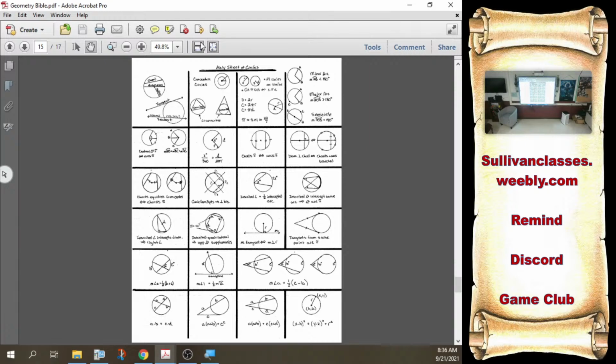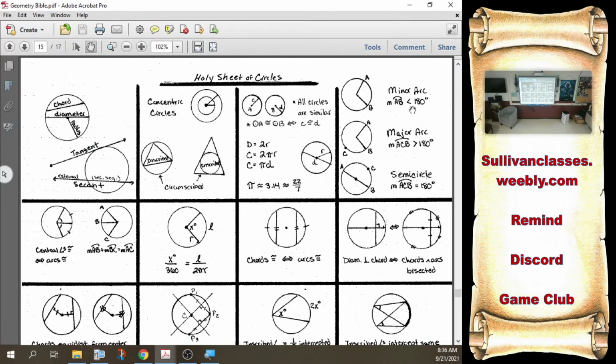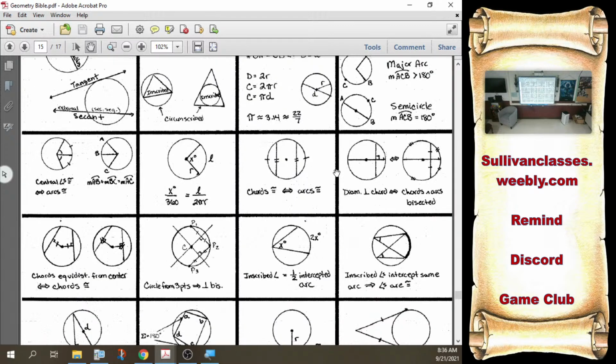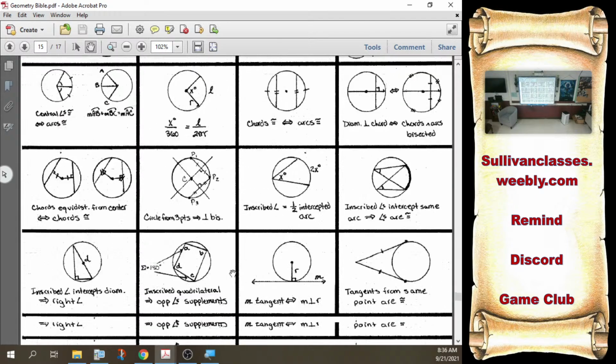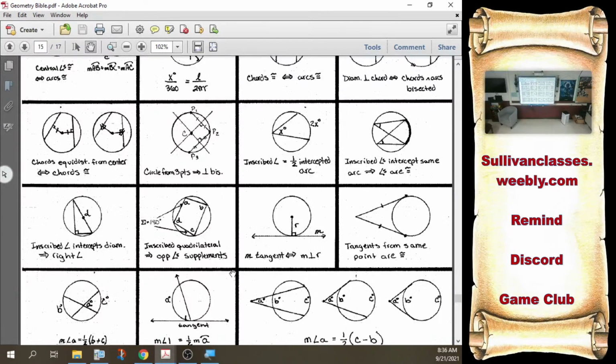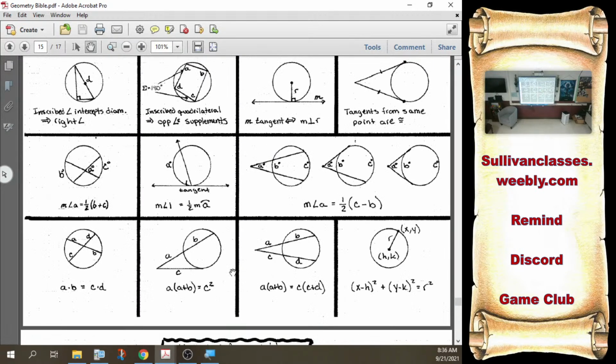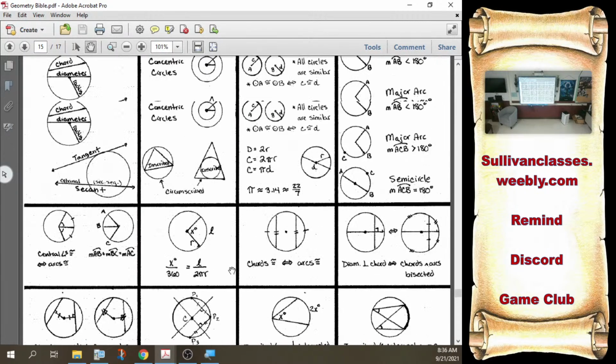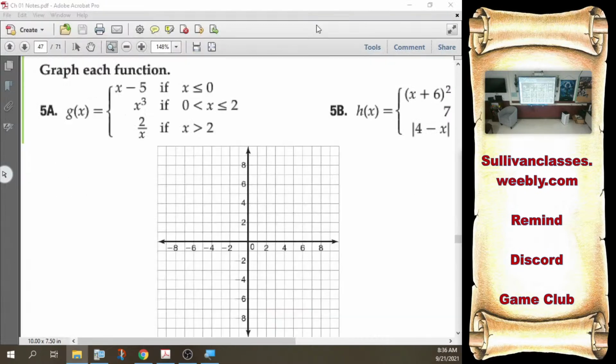So, do you remember doing major and minor arcs? Do you remember doing chords? Do you remember doing secant and tangent lines? It's all right there. Okay? So if you would want any of this, I can just send it to you, or I can put it into our shared drive. But really good for review for ACT.